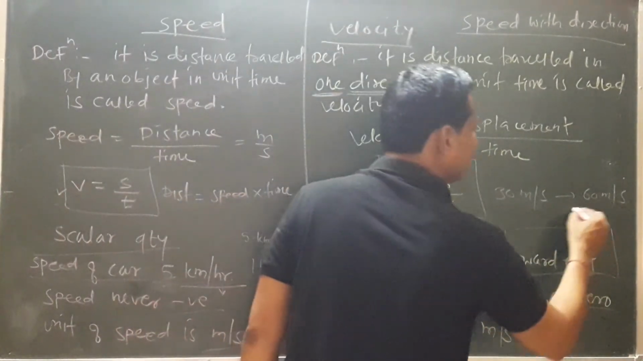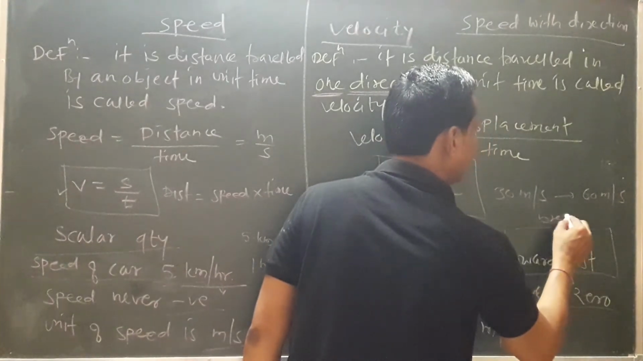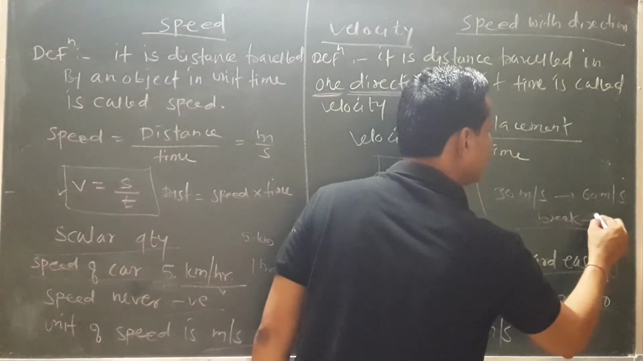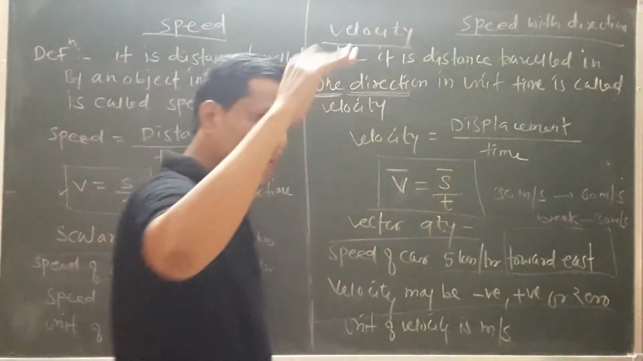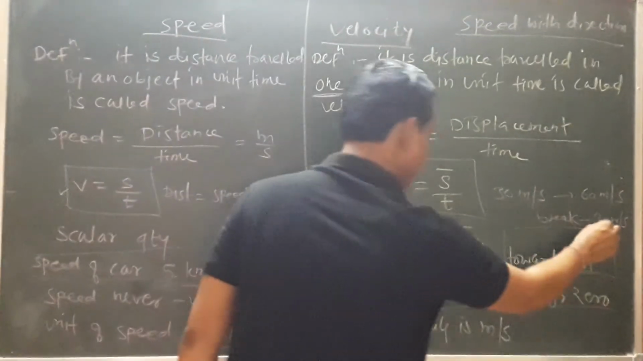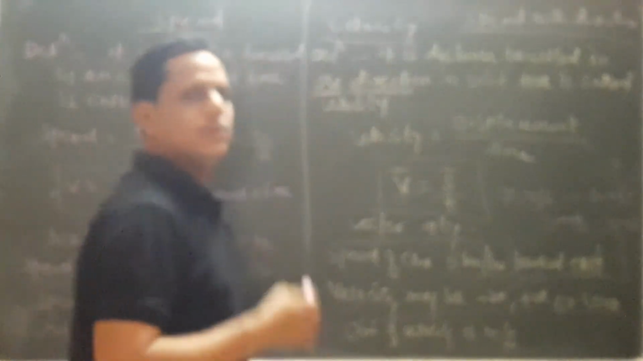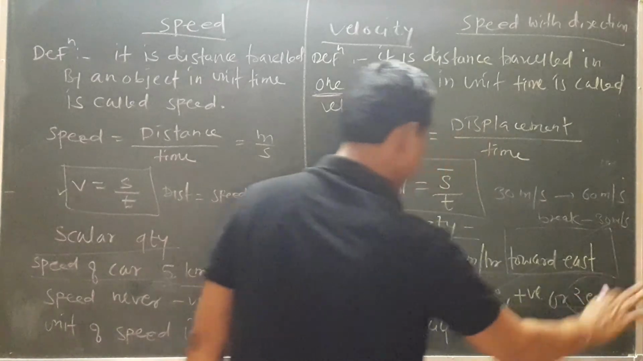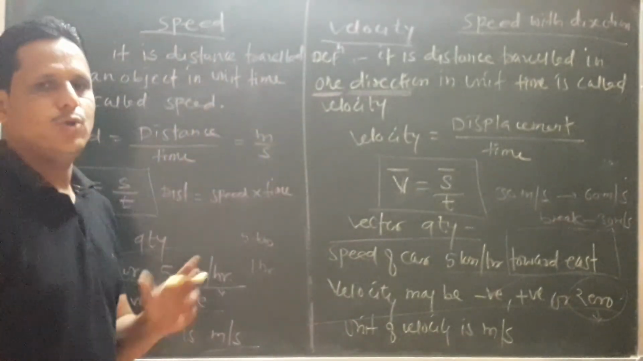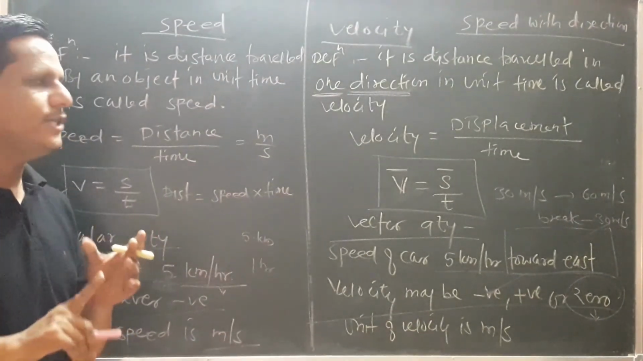And after some time, suppose I apply the brake. Now my velocity goes decreasing, down to 30 meters per second. At that time my velocity goes down, and it will be negative. And whenever we stop, at that time it becomes 0. Are you getting it? Velocity can be positive, negative and 0.